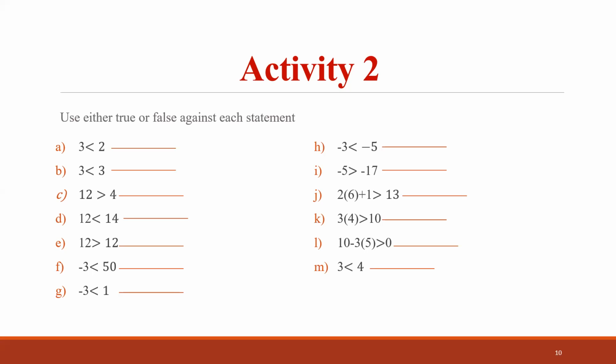Because 12 cannot be less than 12. 12 is equal to 12, not less than 12. Sorry, it's greater than. Yes, 12 cannot be greater than 12. So it should instead use equal. So that makes that statement false. Yes. Then I want another person to contribute from F to G. Who else is going to contribute?